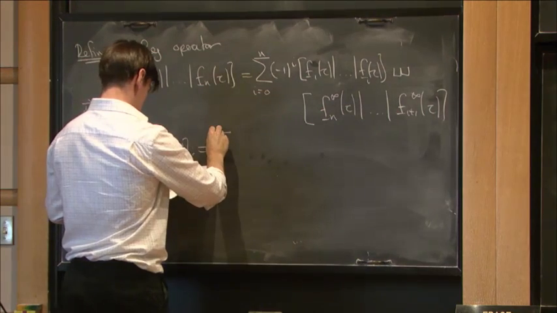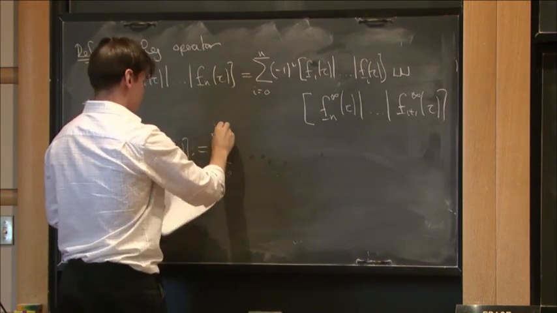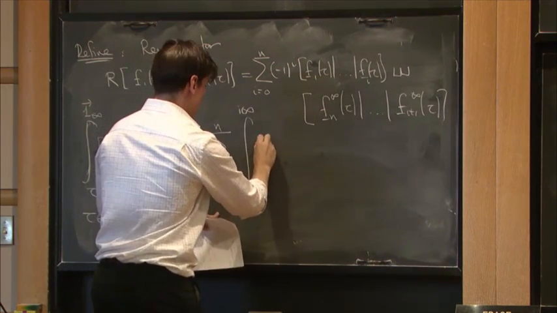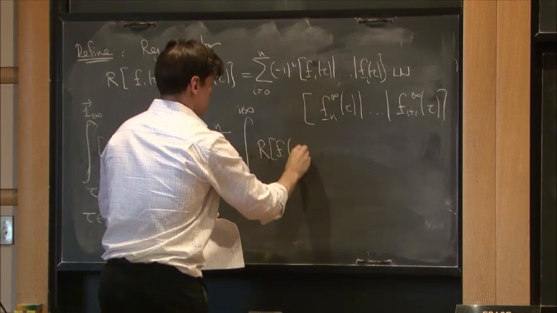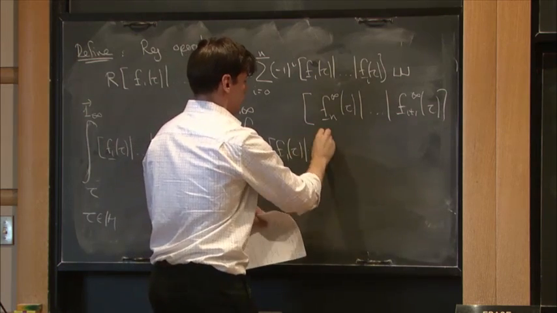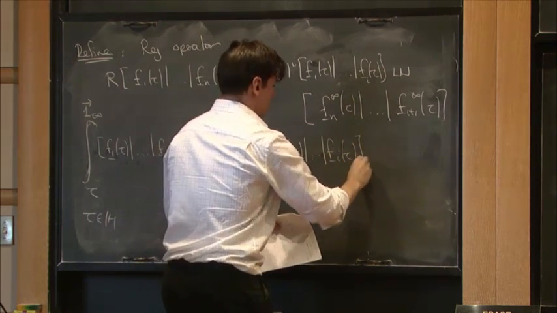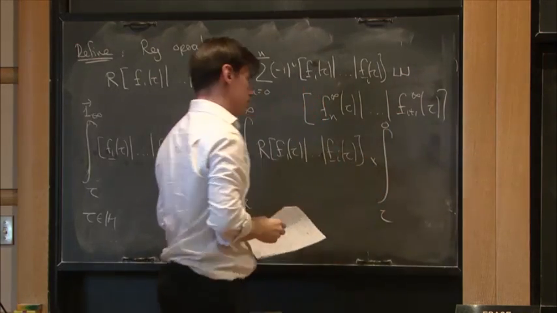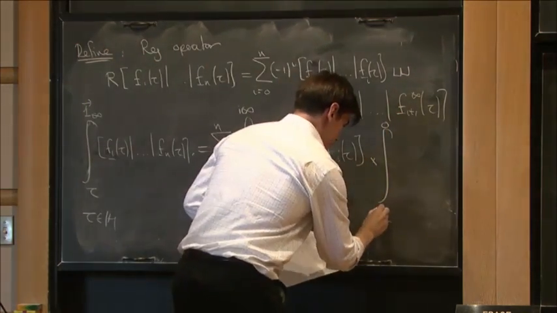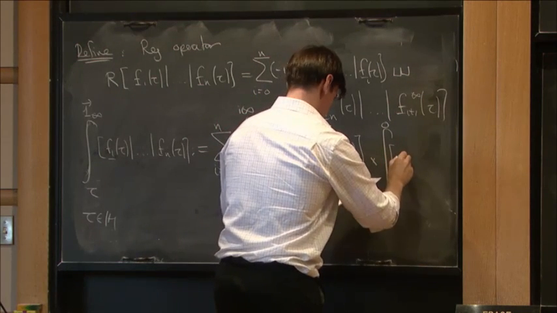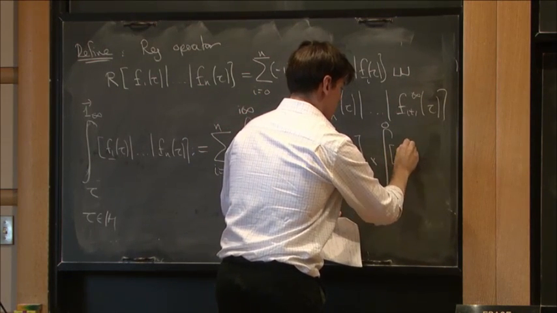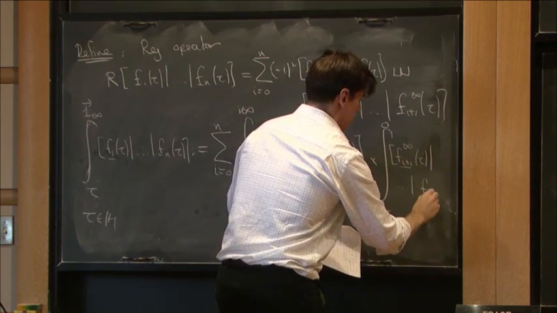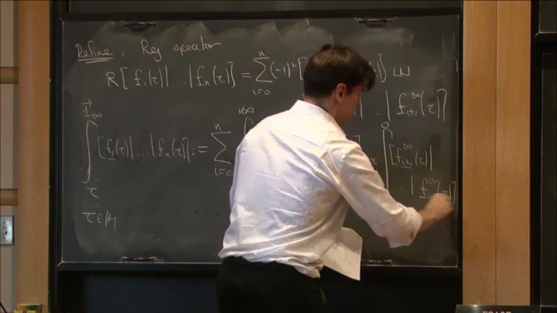equals the sum i equals 0 to n, integral from tor to i infinity of the regularization of the first i times the integral from tor to 0. This looks very strange the first time you see it. Of the remaining forms with an infinity. F n infinity tor. I apologize, I've run out of board space.